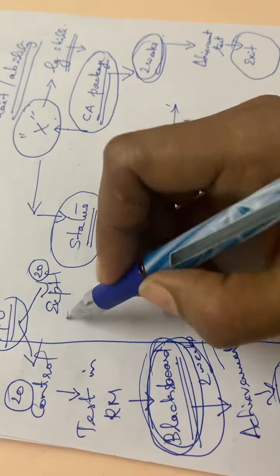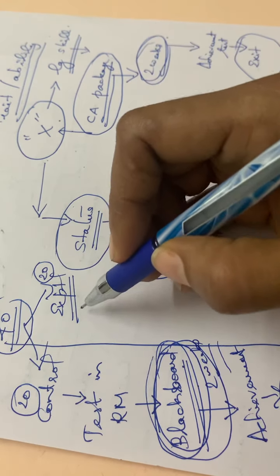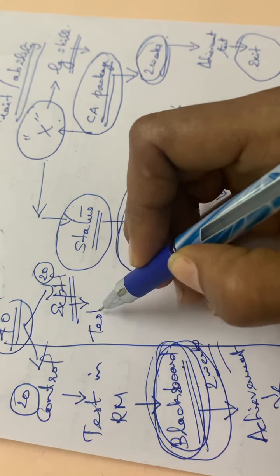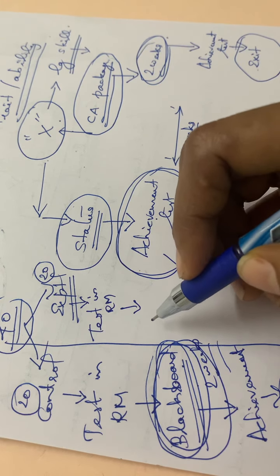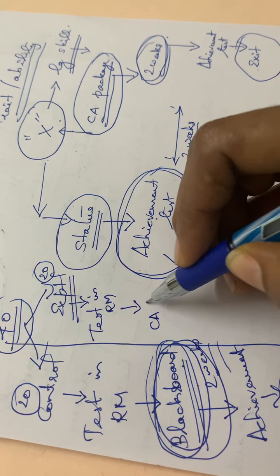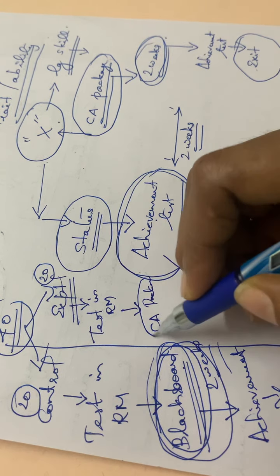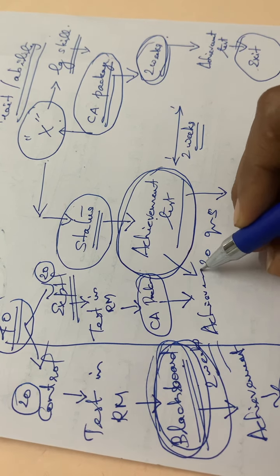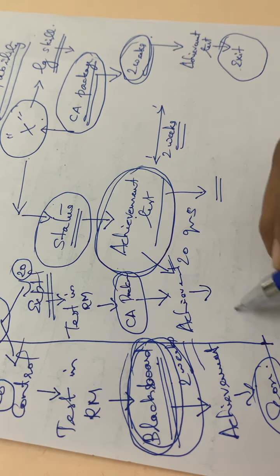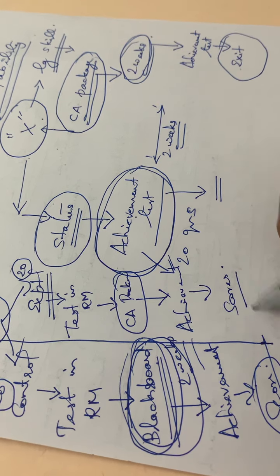Then coming to the experimental group also, I will be giving an achievement test in research methodology. Then after a 2 weeks gap, I will be giving a computer assisted package in research methodology. And again we'll be giving an achievement test, and after that the scores will be noted.